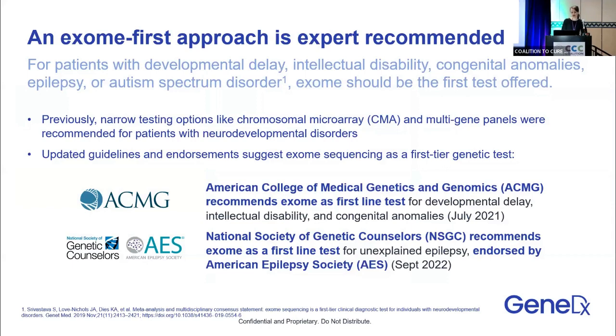So in 2021, the American College of Medical Genetics and Genomics, or ACMG, recommended whole exome sequencing as a first-line test for individuals with developmental delay, intellectual disability, and congenital anomalies. Then in 2022, the National Society of Genetic Counselors recommended exome testing as the first-line test for unexplained epilepsy. And just this last September, the American Epilepsy Society endorsed that. So you can see that a lot of societies and individuals are moving toward this exome-first approach to testing.